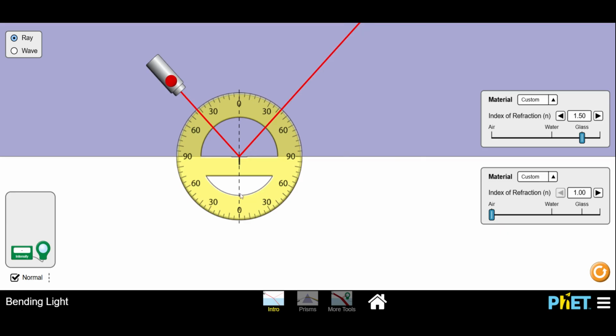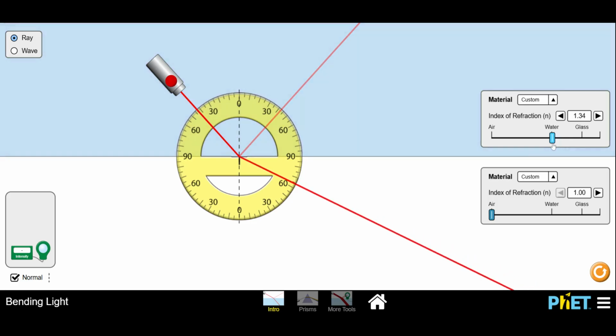This happens when the angle of refraction is 90 degrees. And the angle at which this happens is different for different indexes of refraction. So for glass, the angle of incidence to get total internal reflection is about 43 degrees.